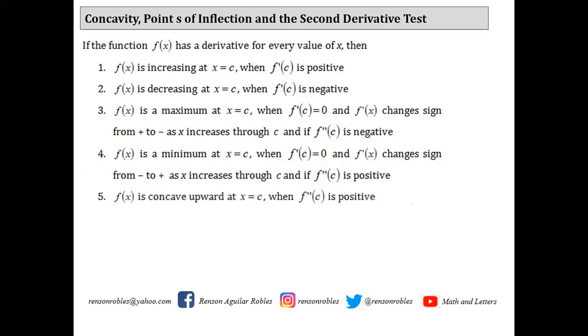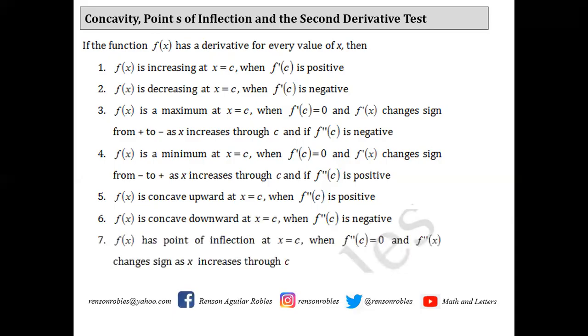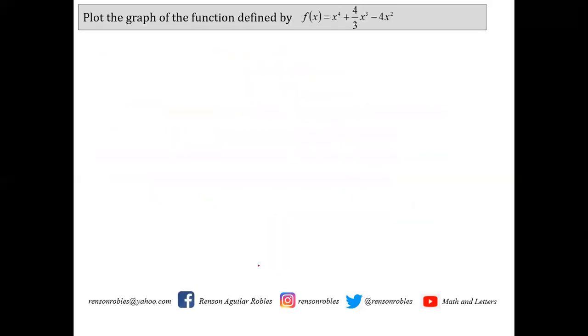And f of x is concave upward at x equals c whenever f double prime of c is positive, and it's concave downward whenever f double prime of c is negative. And finally, f of x has a point of inflection at x equals c when f double prime of c equals 0, and f double prime of x changes sign as x increases through c. Okay, let's have some examples.